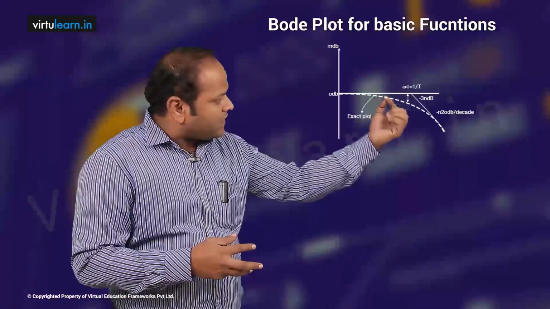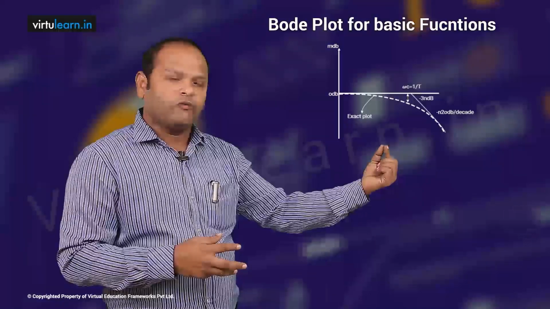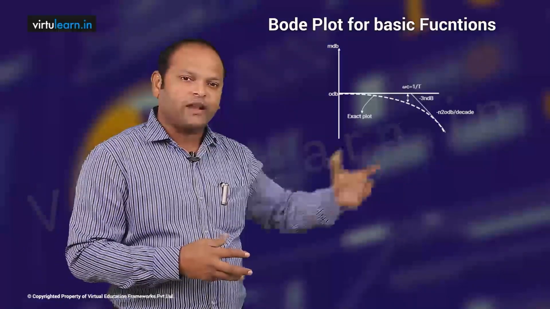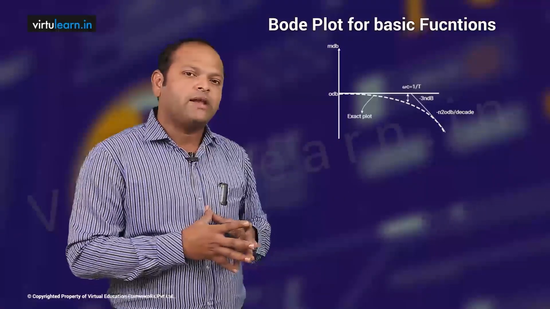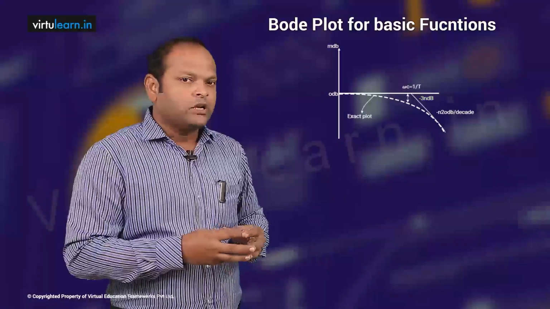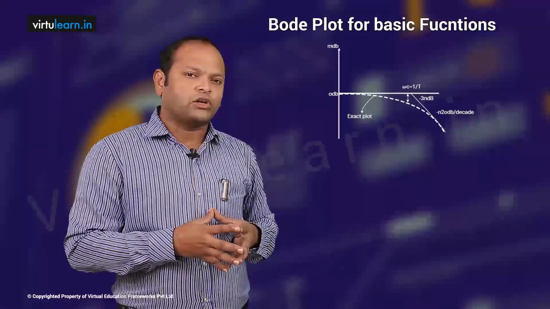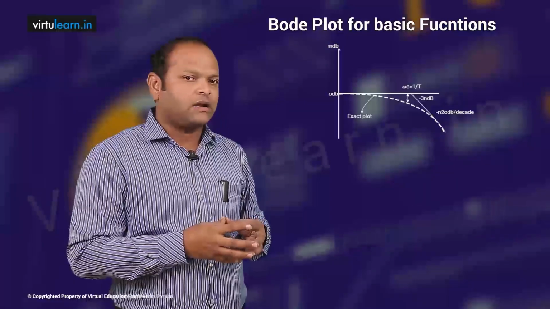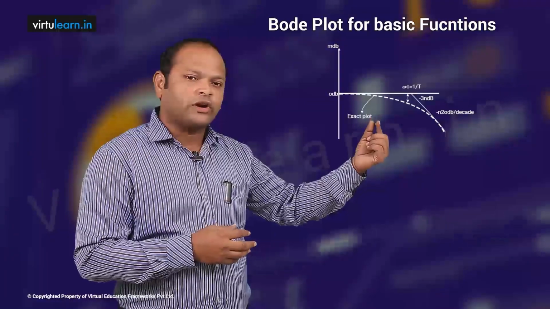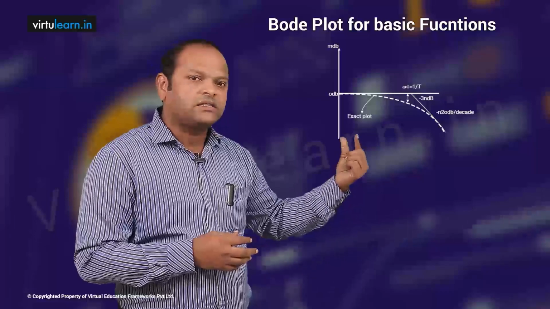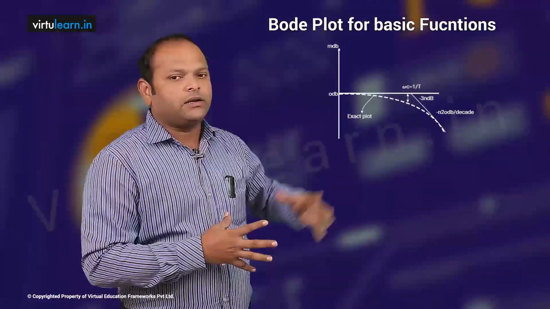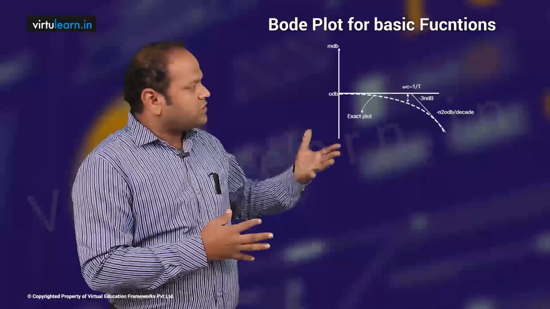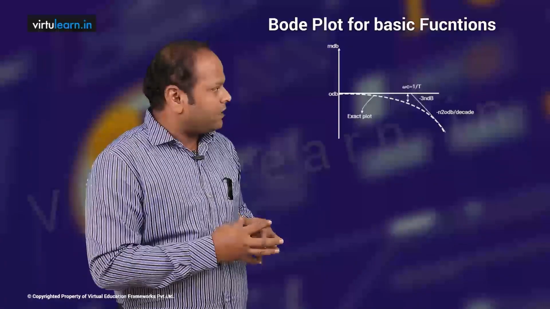So at omega t equal to 1, what is the difference here? When you substitute and find the error between the exact and the approximate plot, it is going to be minus 3n dB. That is the only problem with the approximate versus the exact plot. At the corner frequency you get an error of minus 3n dB. But the approximate graph is still valid. So this is for the term which we have taken.